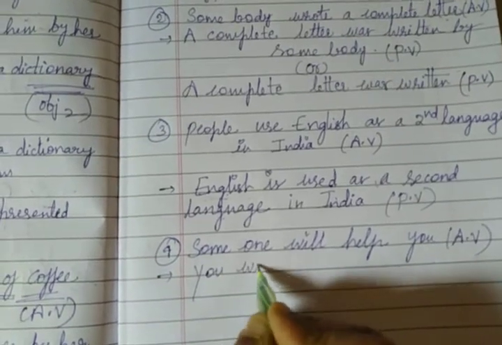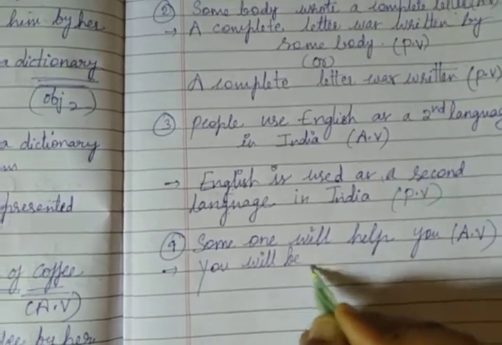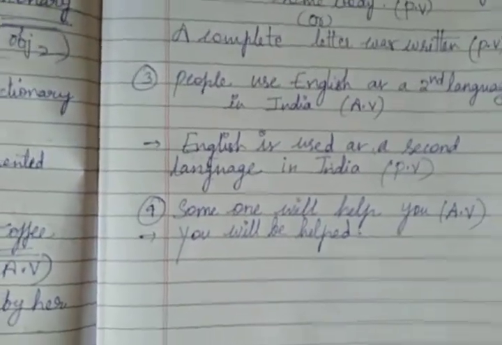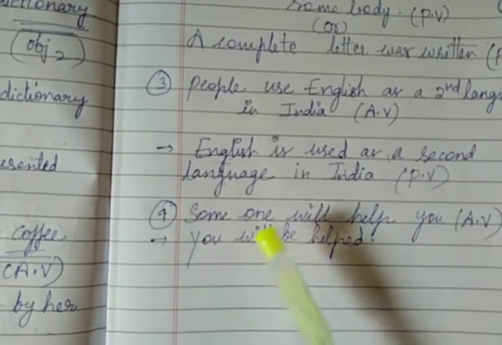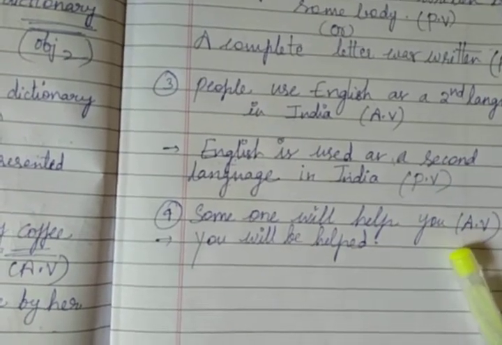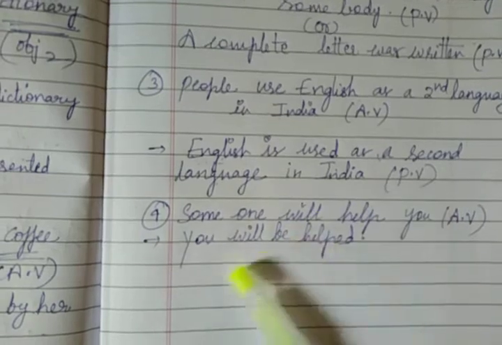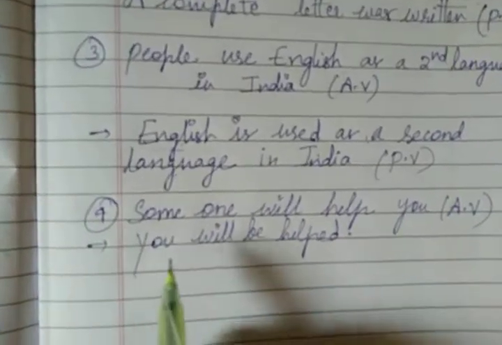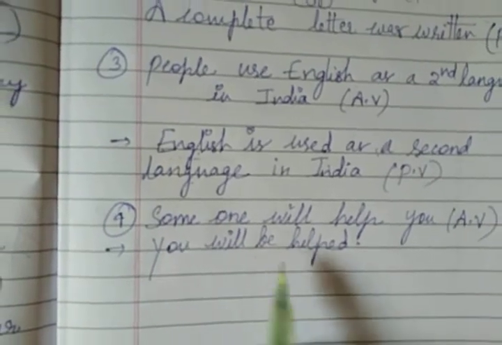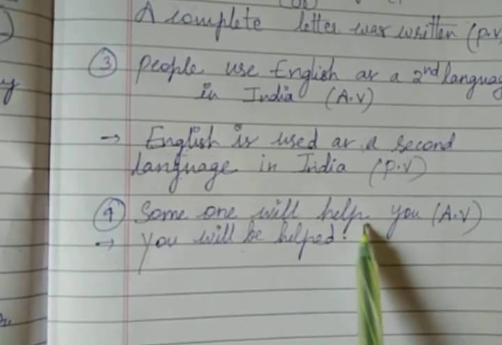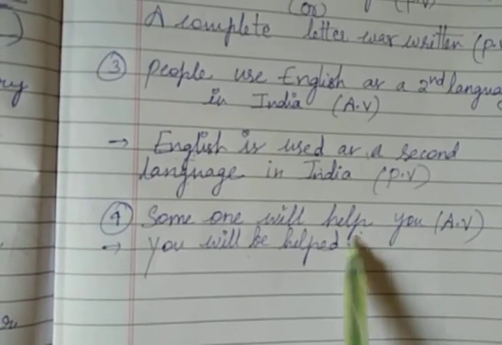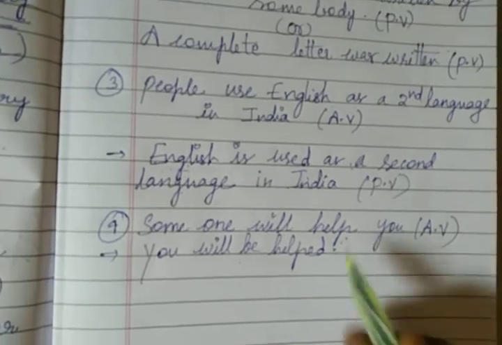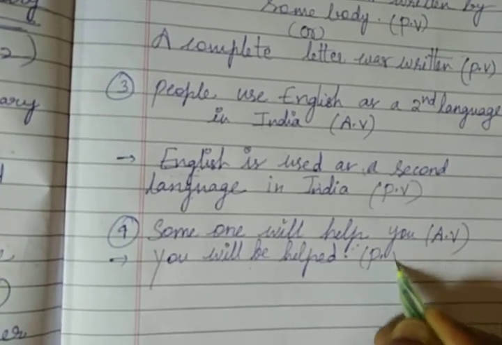You will be helped. You will be helped by someone. No need to write that. It is "helped", past participle: you will be helped. Okay, got it? Even here it's passive. Someone will help you. You will be helped. Passive voice.